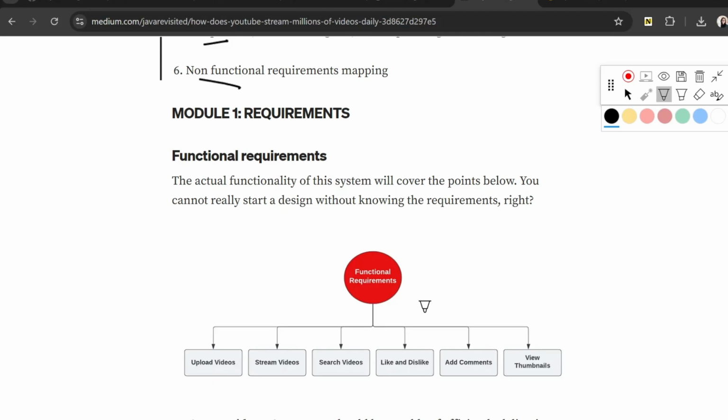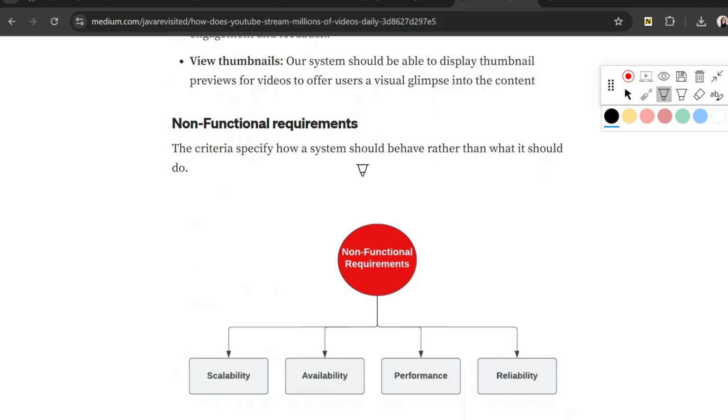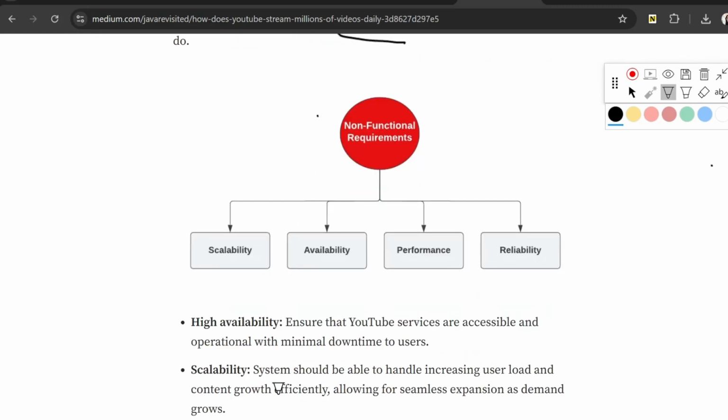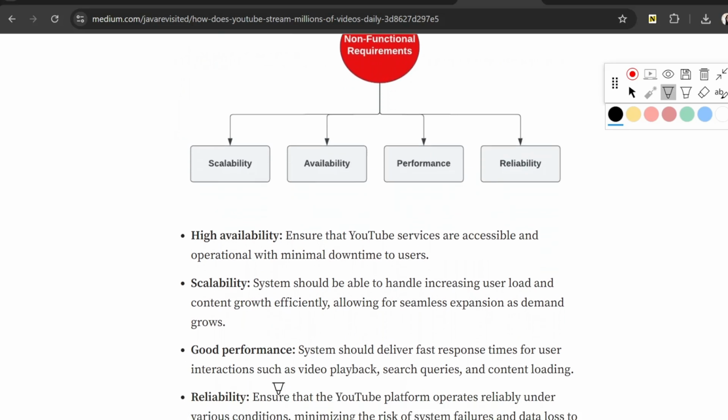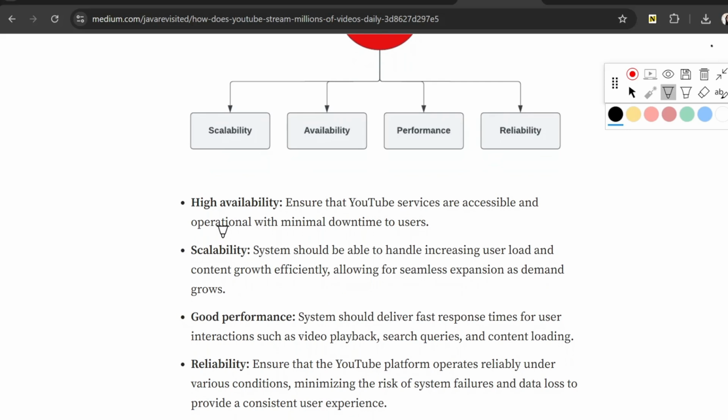What is the functional requirement of the system? Once you're clear with this, next is the non-functional requirement, like how it should behave, not what it should do. So in case of YouTube, we have high availability being one of the main lookouts for us, that it should be always available and accessible. Scalability, there's a lot of users, content creators are also growing, and the number of user base is also growing. So scalability, performance, reliability.